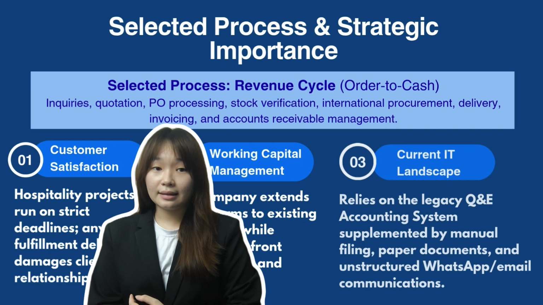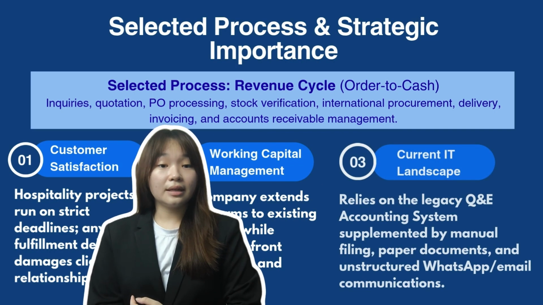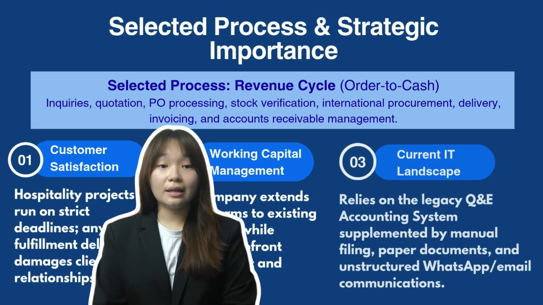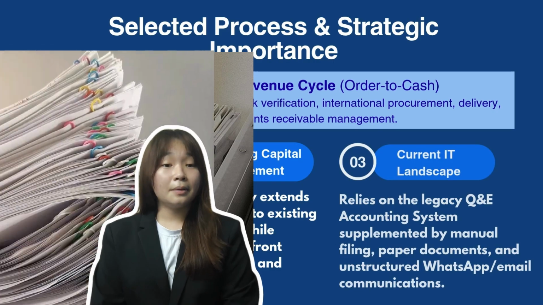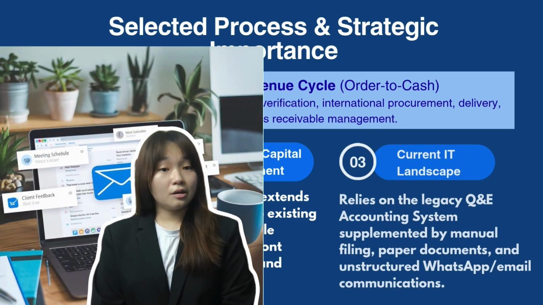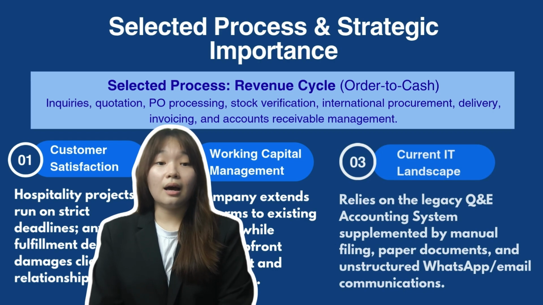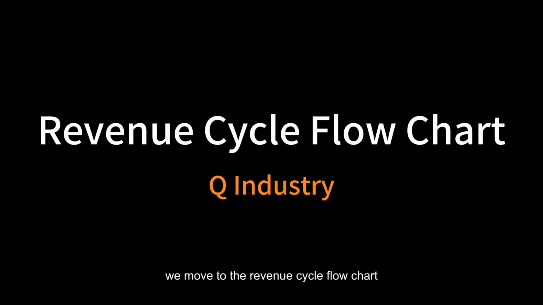Third, the current IT landscape. The company uses an older Q&E accounting system with limited integration and relies heavily on manual filing, paper documents, WhatsApp, and email communication. This disconnected way of working motivated our detailed evaluation. Now, we move to the revenue cycle flow chart.